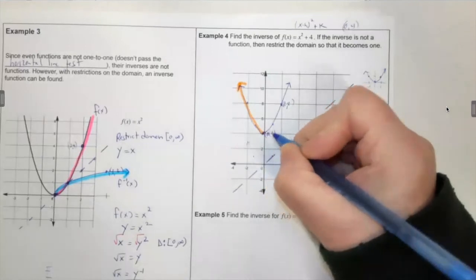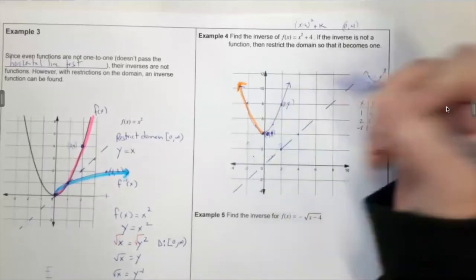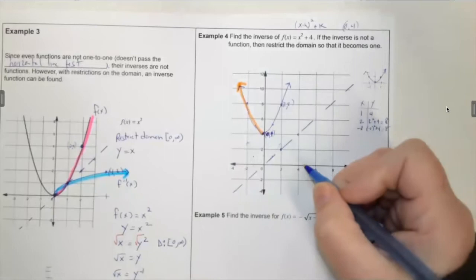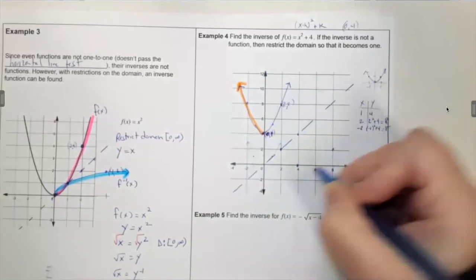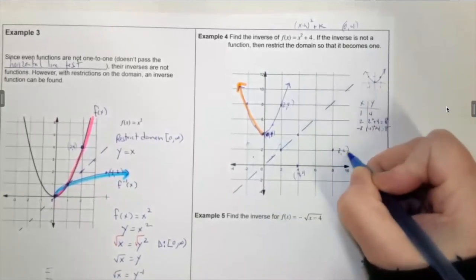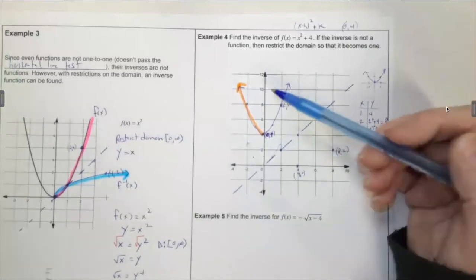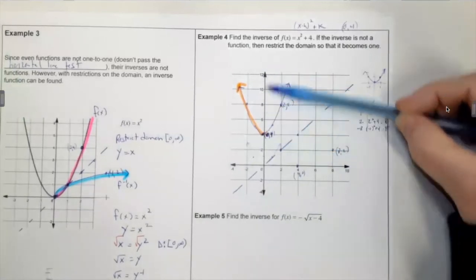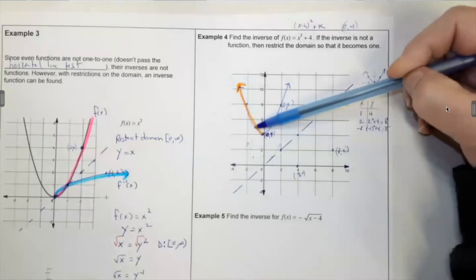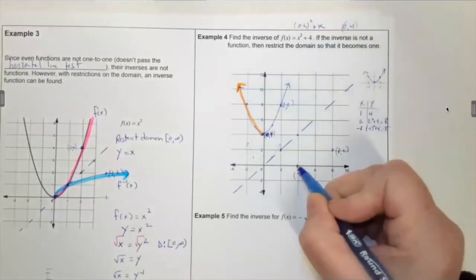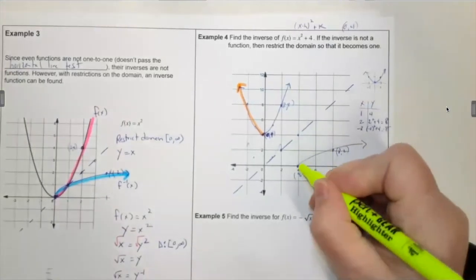We have the point 0, 4, the point 2, 8. In the inverse, we would have 4, 0, and 8, 2. If I look at this, I'm on the y-axis. That means in the inverse, I would be on the x-axis. I am going out. I would be doing the same here. I'm going out. This is the inverse function here.